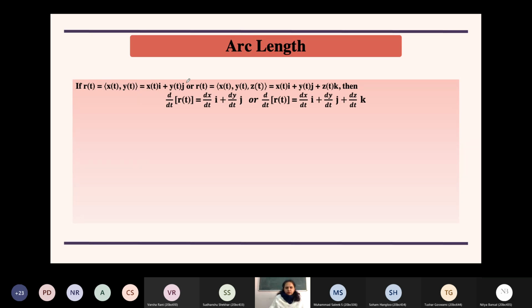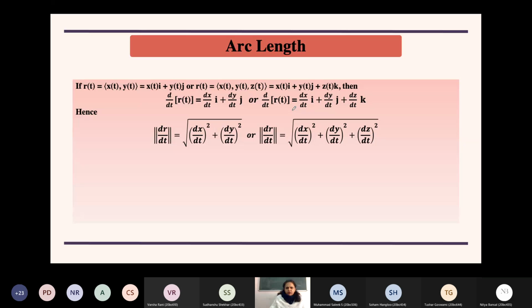If this is your vector equation of the curve r(t) in 2 dimensions, or if you have it in 3 dimensions, this is the equation. Then dr by dt, or r dash t, is given by this expression. So this you already know. Then the norm of dr by dt, if you calculate r dash t and take the norm, is the root of the first component square plus the second component square. And similarly for the 3 dimensional curve, you can also find the norm of r dash t.